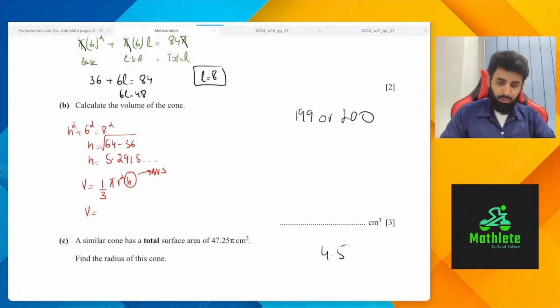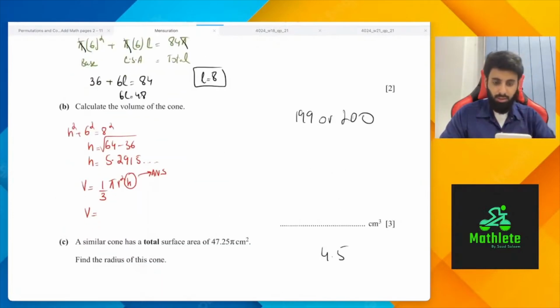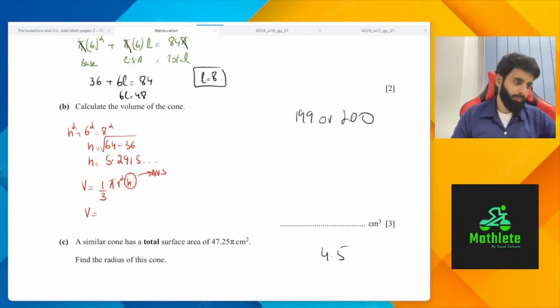Alright, so volume is equal to 1 upon 3 into pi into r square. Our radius is 6. So into 6 squared into answer. Now I'm using the answer key here. So I'm looking at 199.48 something, which correct to 3 significant figures will be 199.